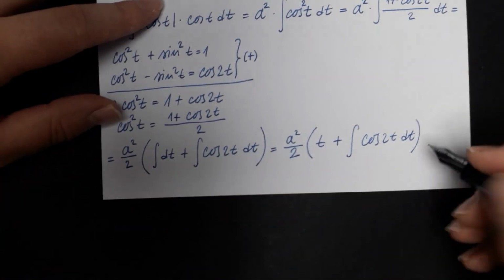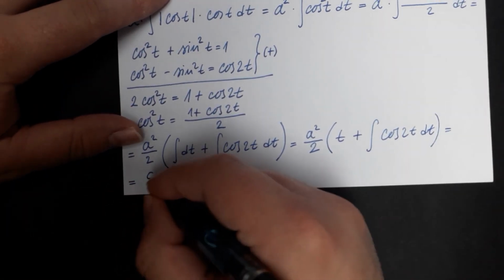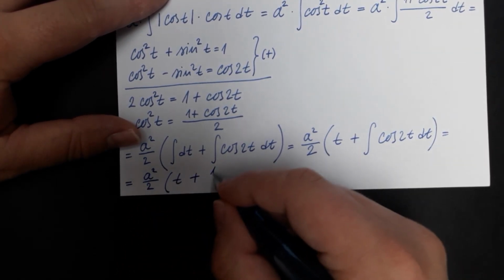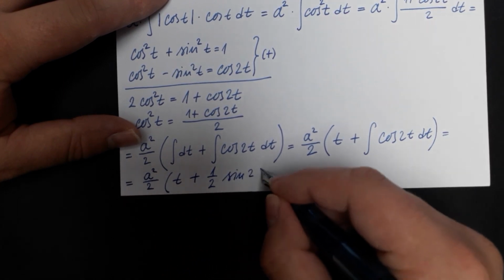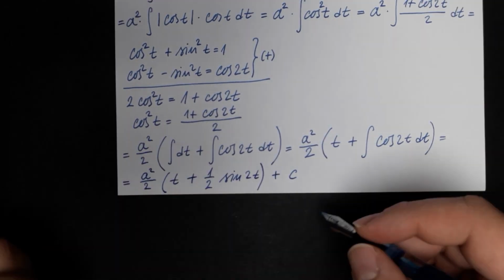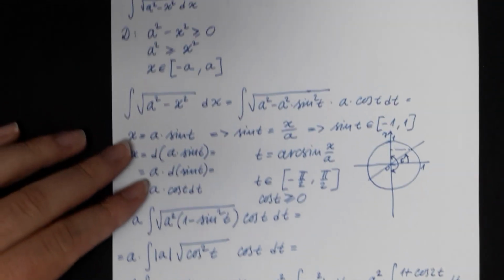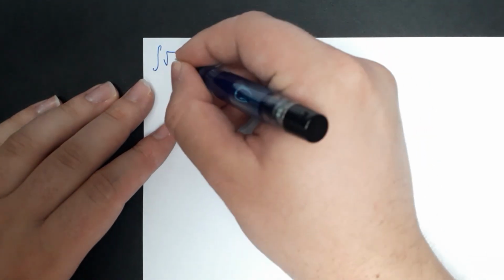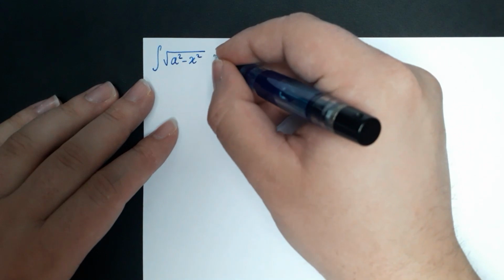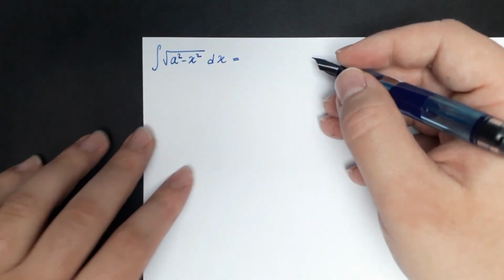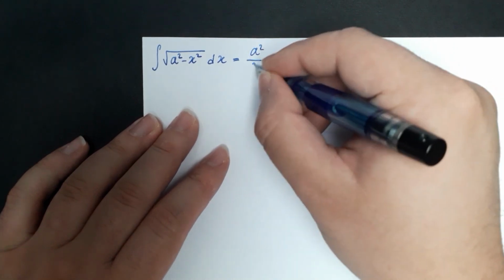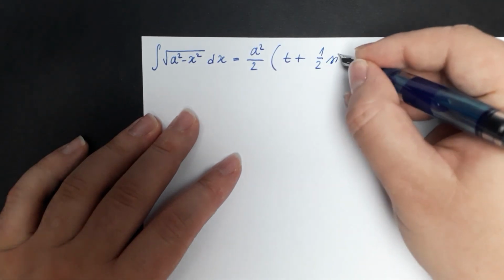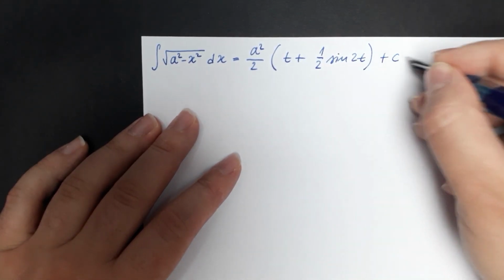So in our previous step, we get that this is equal to a squared divided by 2, open bracket t plus 1/2 of sine 2t, plus a constant c. This constant is being added because we are doing an unbounded integral. And now we finally get that our integral of the square root of a squared minus x squared dx is equal to a squared divided by 2 times t plus 1/2 of sine 2t, plus c.